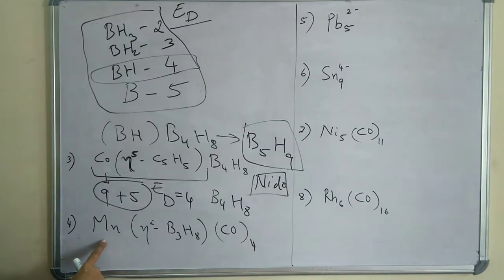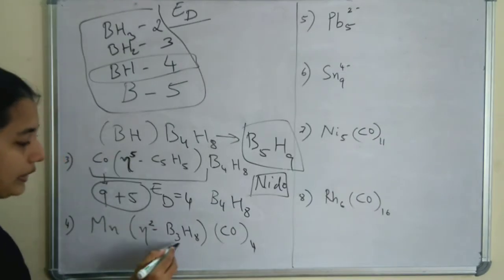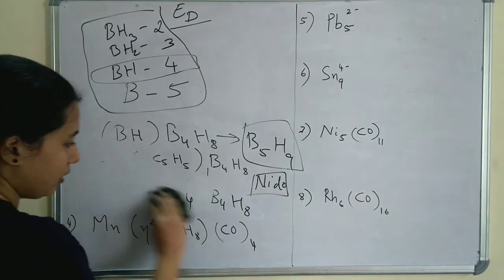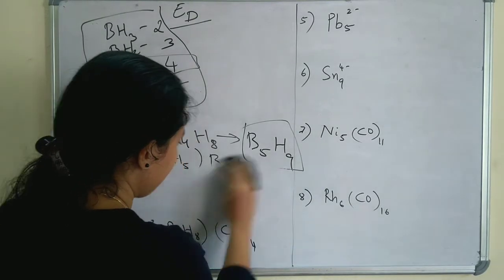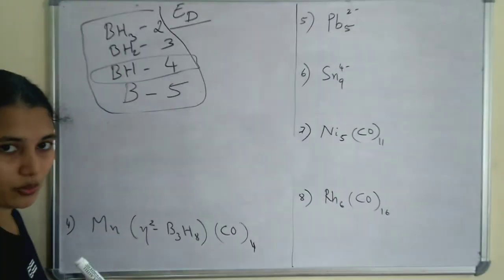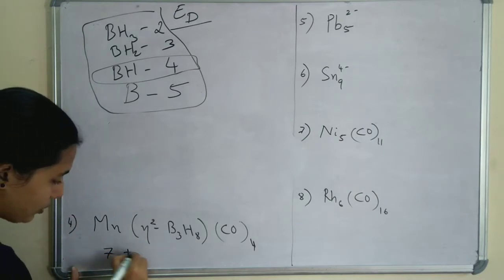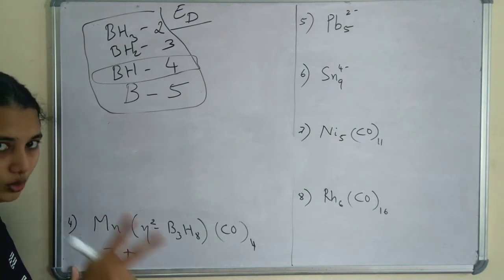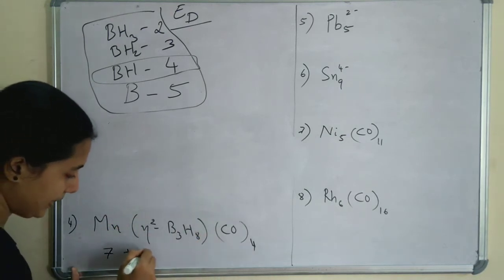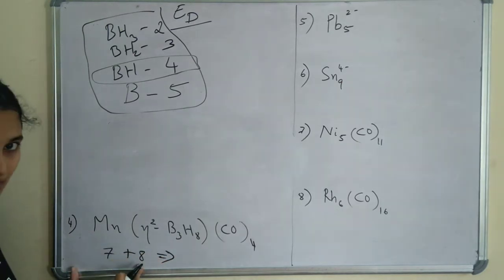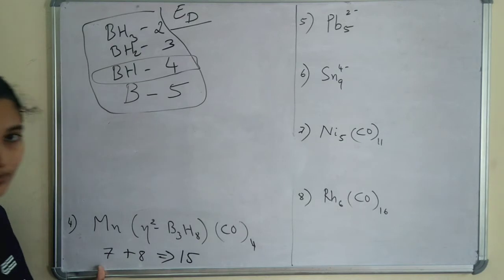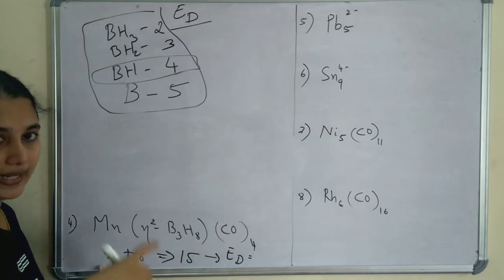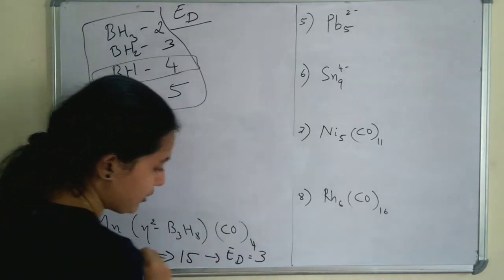Coming to this question, Mn(η2-B3H8)(CO)4. We want to replace Mn(CO)4. Manganese's atomic number is 25, so 2 plus 5 gives 7 electrons. One CO gives 2 electrons, so 2 into 4 is 8. 7 plus 8 is 15. So what is the electron deficiency? How many electrons are needed to attain 18? 3 more electrons, so the electron deficiency is 3.